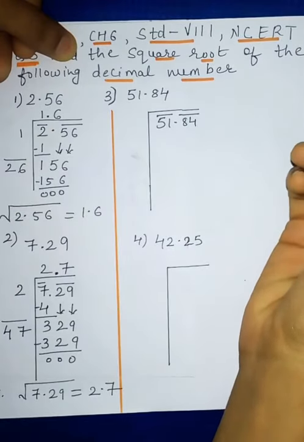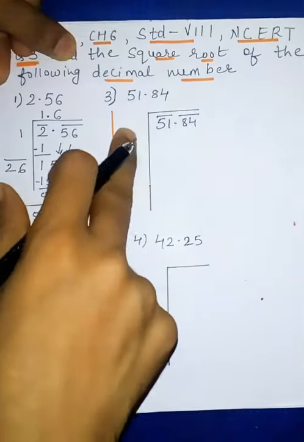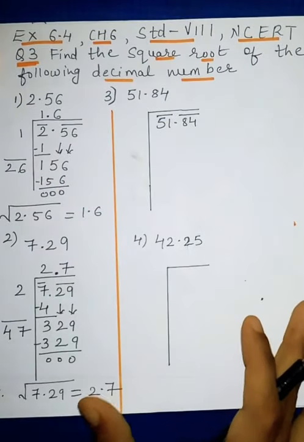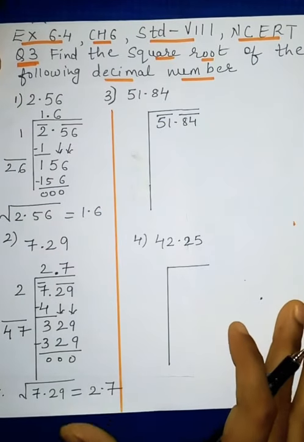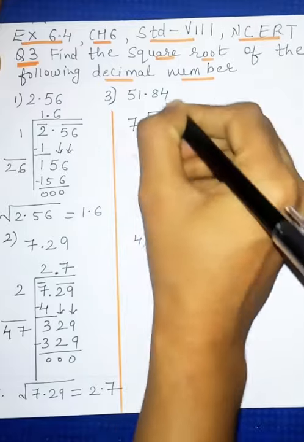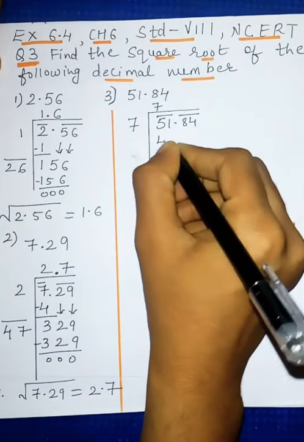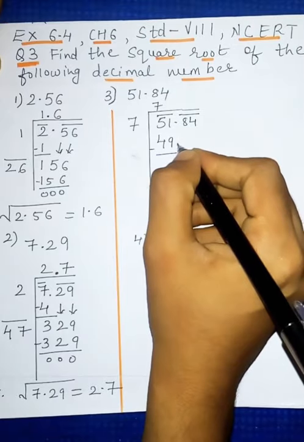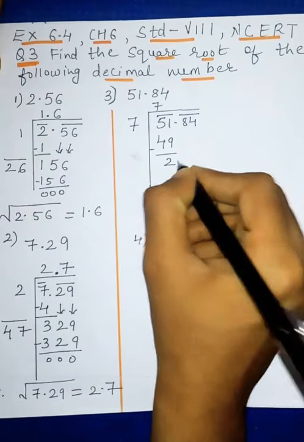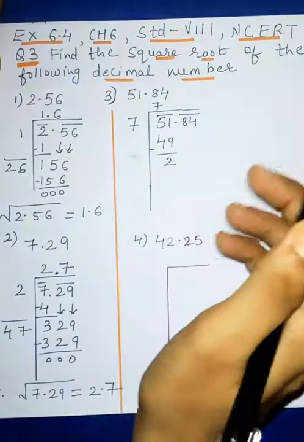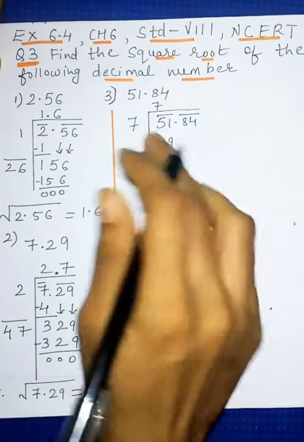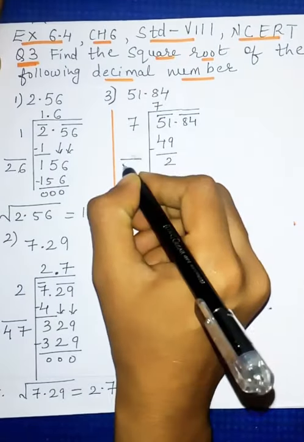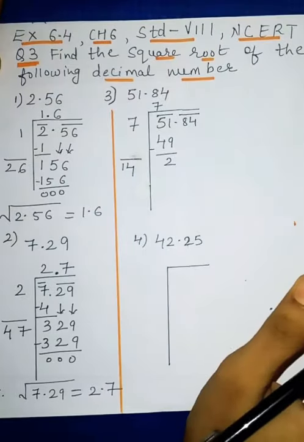Okay. Now 51. So we have to think of a perfect square number which is less than or equal to 51. So you know that we can take 7 sevens are 49. Okay, this we can take. So 51 minus 49 will give you 2. And this side we will do double of 7. So 7 plus 7 will give you 14. So here 14 we will write.